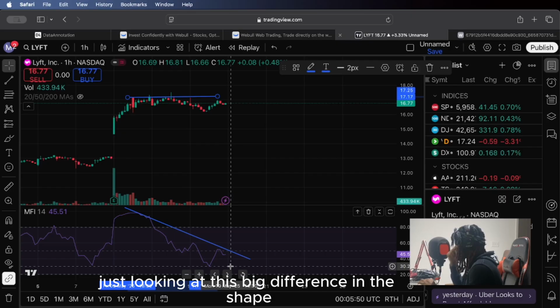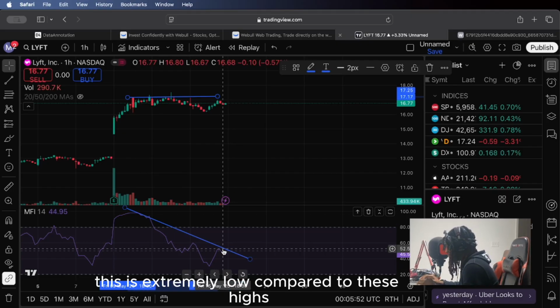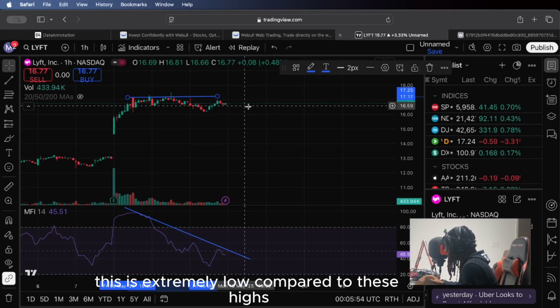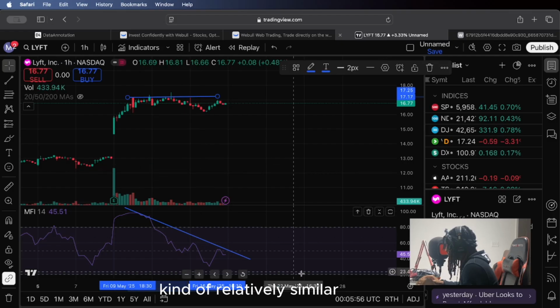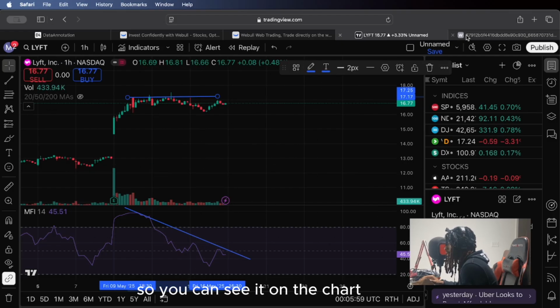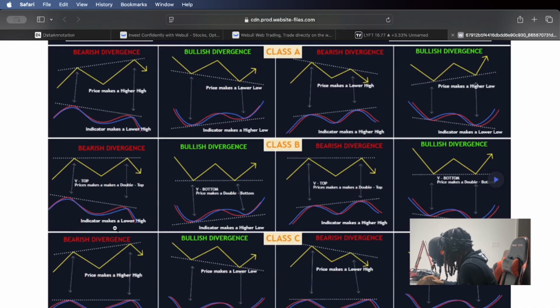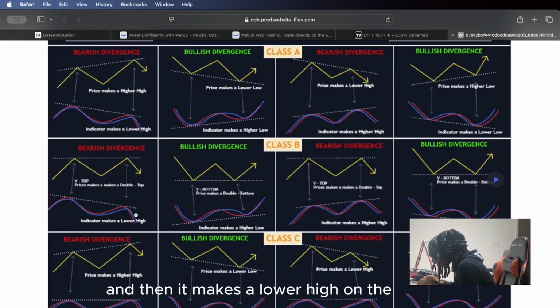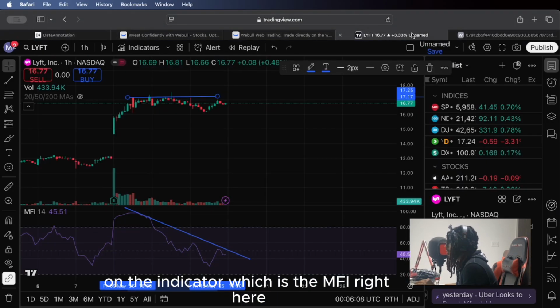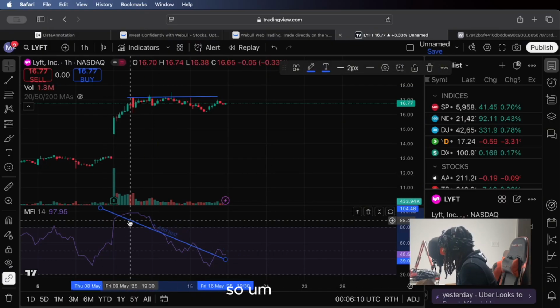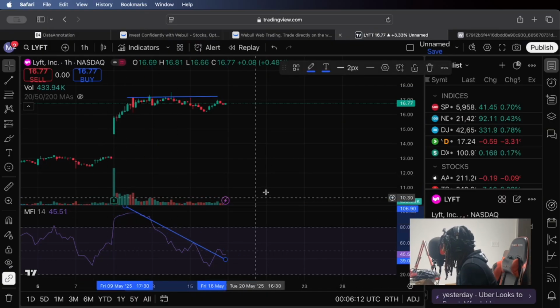Just looking at this big difference in the shape, this is extremely low compared to these highs, which are relatively similar. So you can see it on the chart. This is an example of it right here. It makes a double top, and then it makes a lower high on the indicator, which is the MFI right here. So yeah, man.